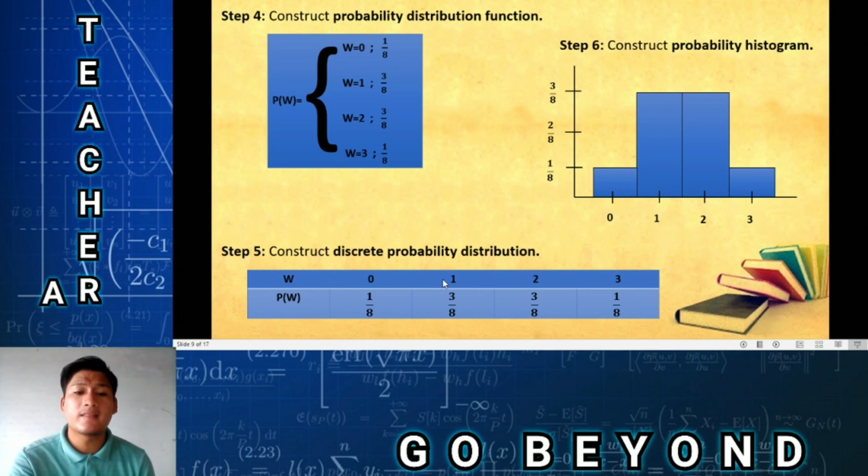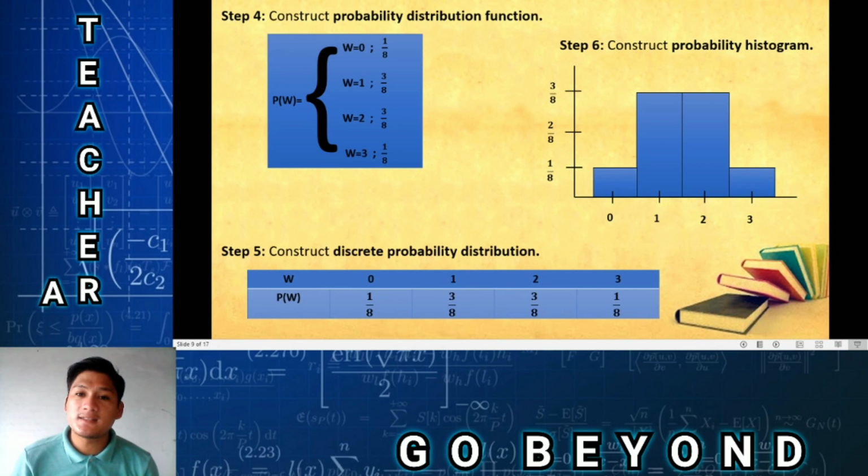And after playing 3 games, we could possibly have 1 win. Right? And after playing 3 games, we could also possibly have 2 wins. And after playing 3 games, you could also possibly have 3 wins. Kino-convert lang natin si step 4 into a table. Kaya yan si step 5. That's how a discrete probability distribution looks like.